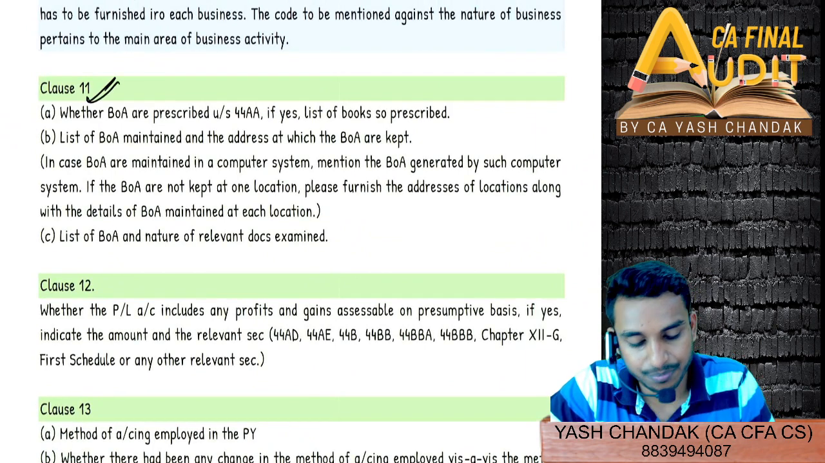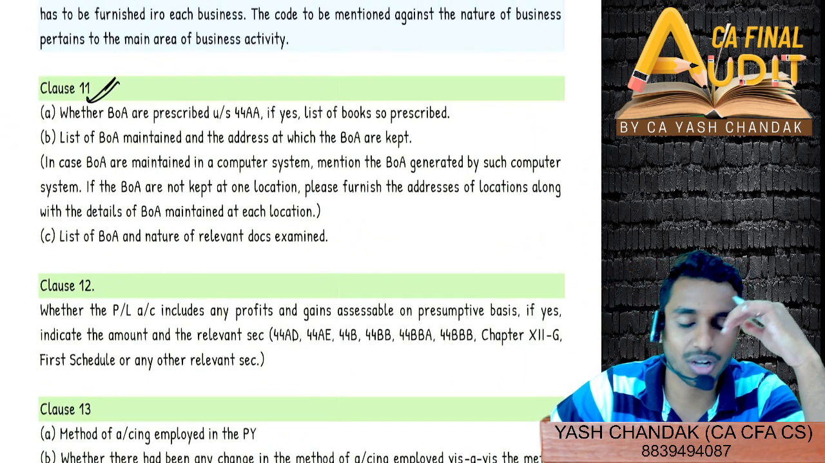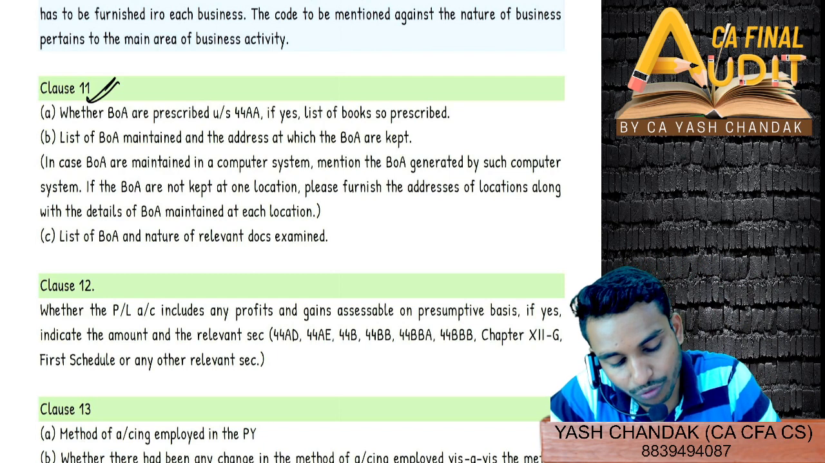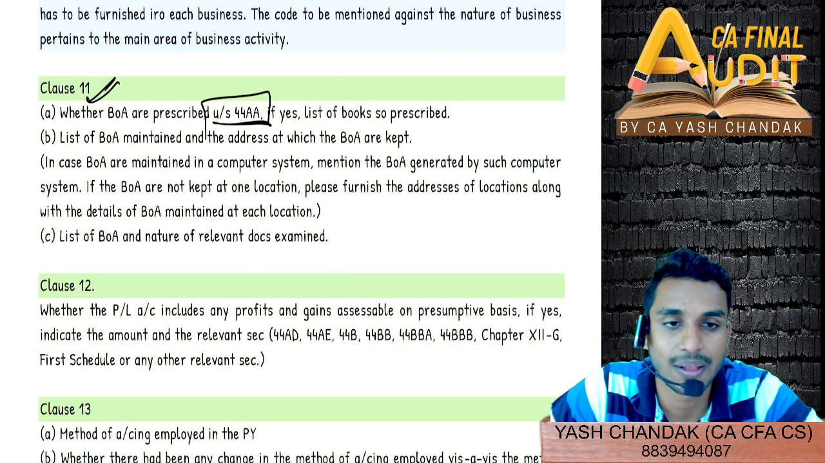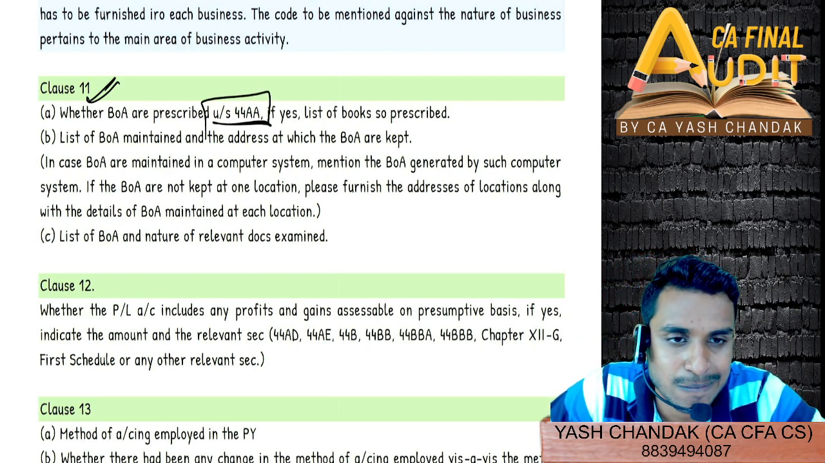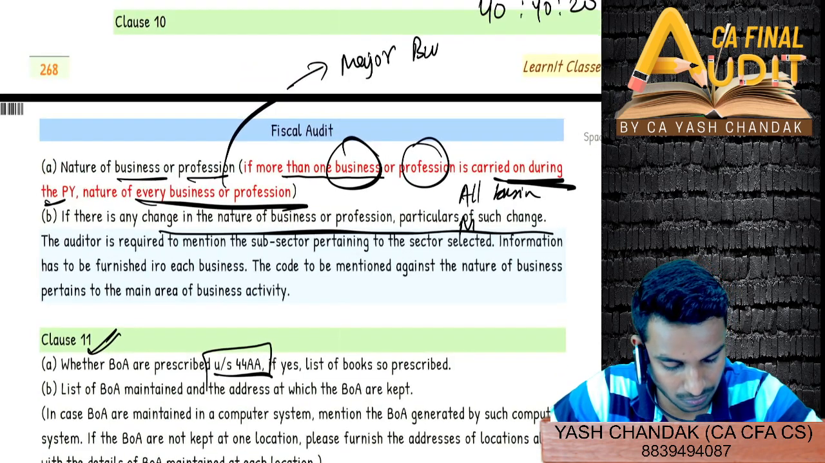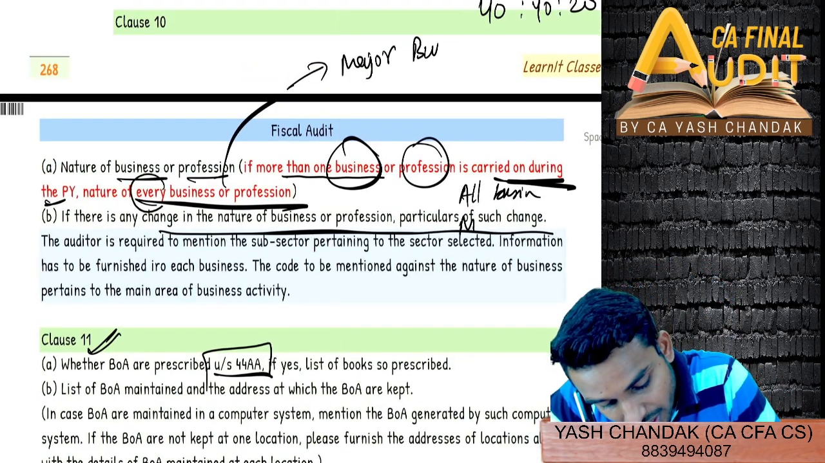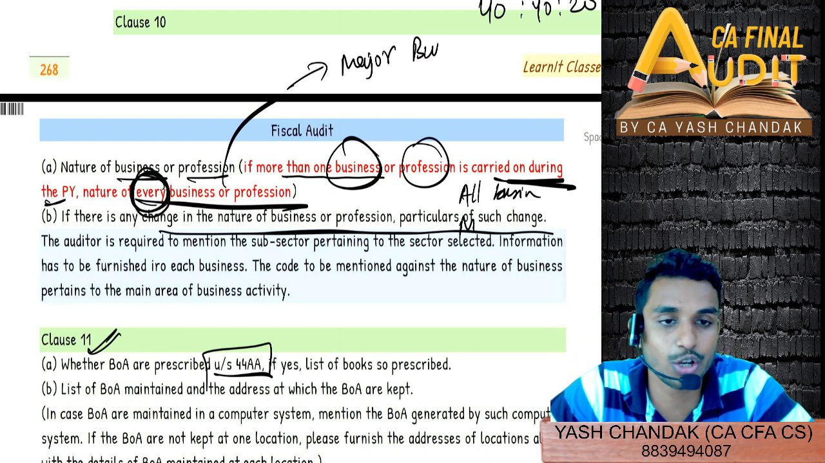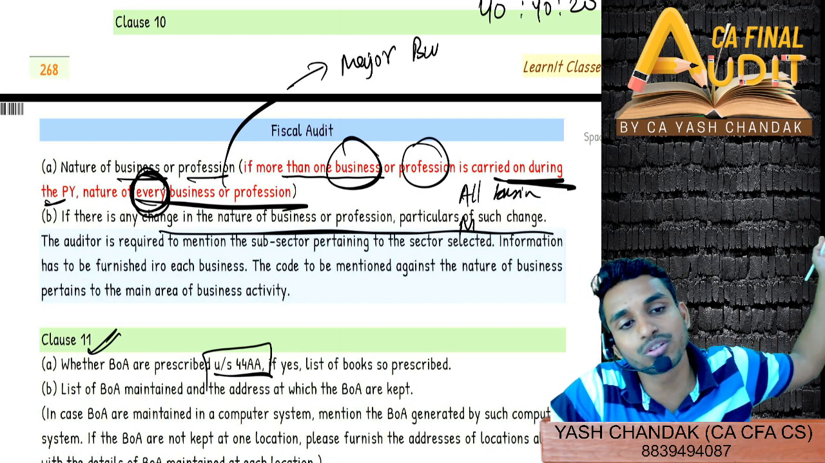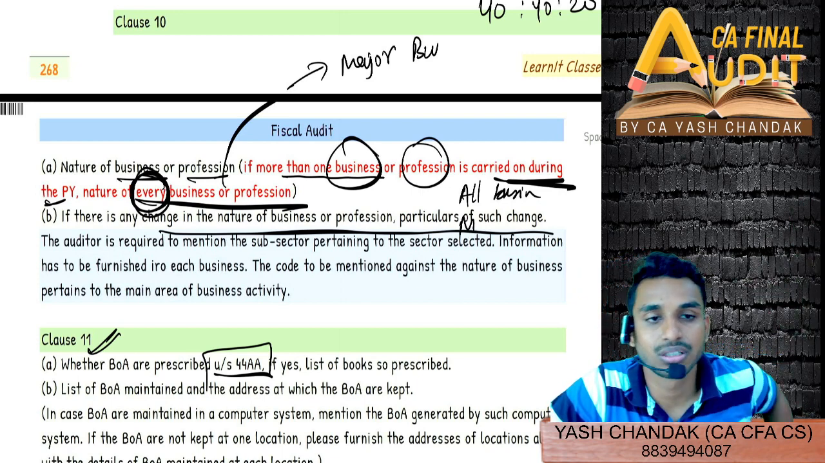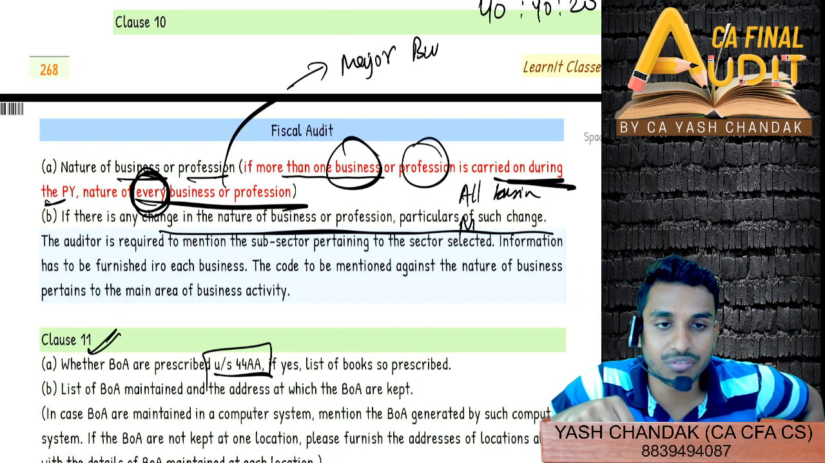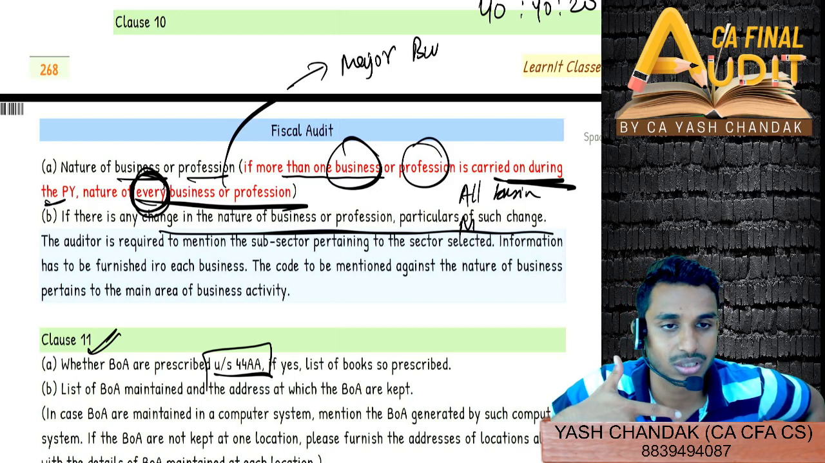Then clause 11, this is important. Books of account are prescribed or not under section 44AA. Yes. So we need to disclose only the major businesses, not all the businesses? We have to disclose the nature of every business or profession. Major business or profession we used to disclose in the income tax return. Here in this clause, we have to disclose the nature of every business or profession. Done, sir.